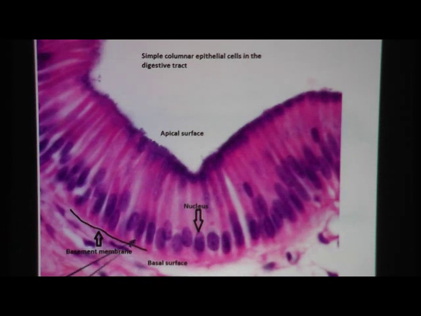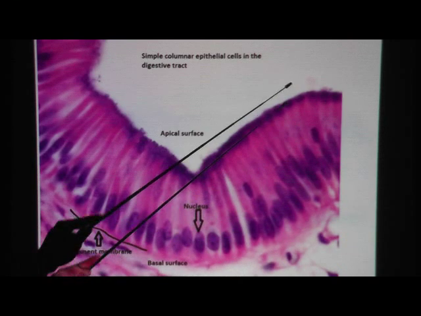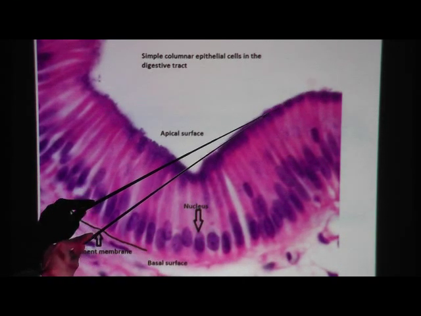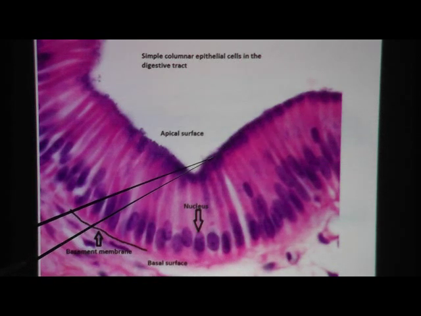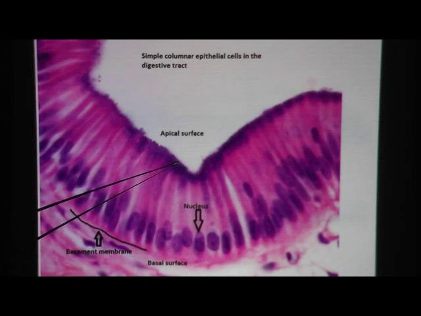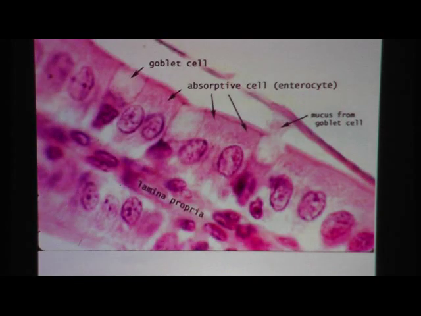Here's the basement membrane. And microvilli would be here on the apical surface. The best way to describe them is that it looks fuzzy. They call it brush border in the textbook. But sometimes it just looks fuzzy, maybe a little bit thickened, but usually you don't see the actual strands. You just see a little bit of fuzziness. That would be microvilli. Here's another view of simple columnar epithelium, non-ciliated, but it does have microvilli.